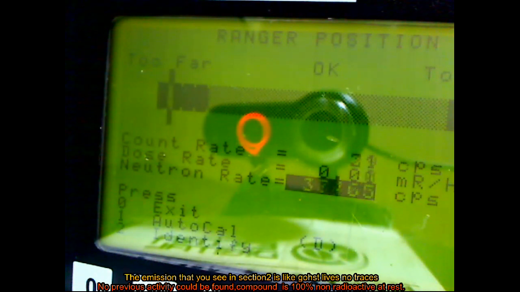25,000. 36,000. 31,000. 53,000. Oh boy, 129,000. And the dose rate is only 0.3. Ha ha! 119,000. I love it.